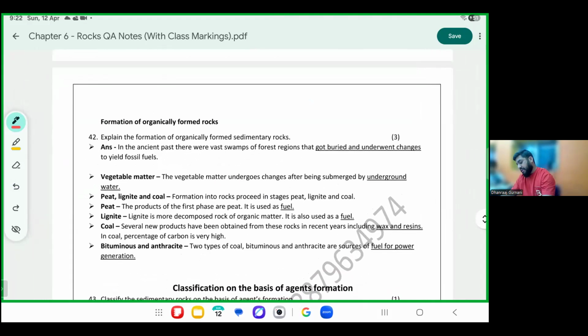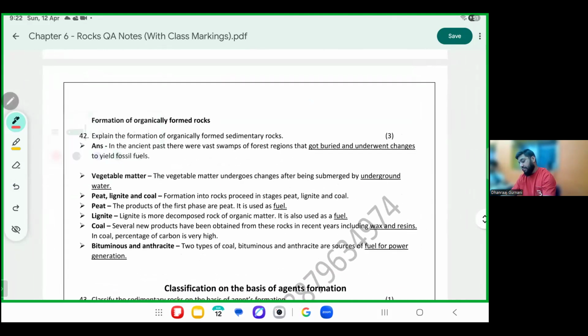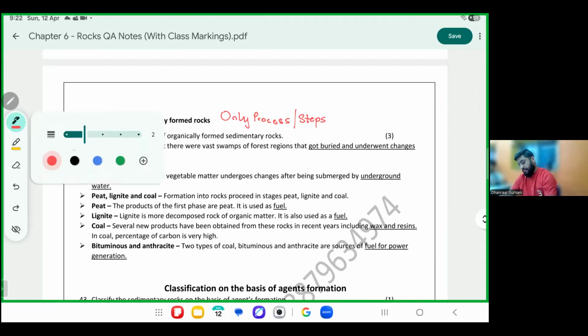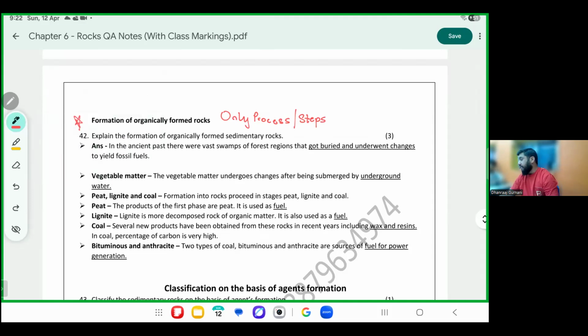How are these formed? Please mark. Please mark only the process. This is the only process in your chapter. Only process or steps. Very important, you can't change the order of the steps. First, whatever your dead animals, plants, have to get buried in order to undergo and form fossil fuels. First concept is to get buried.